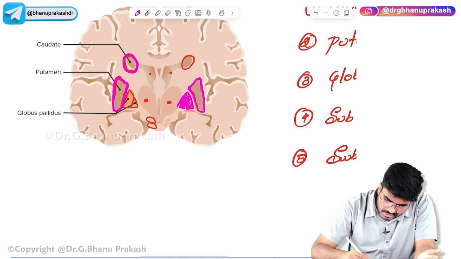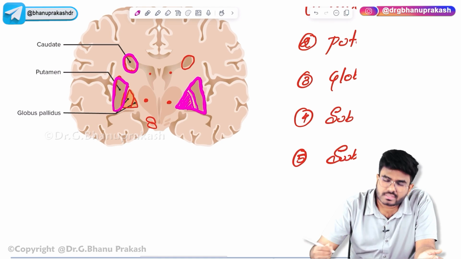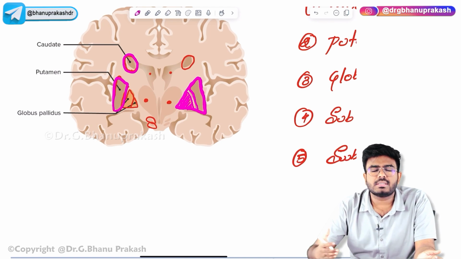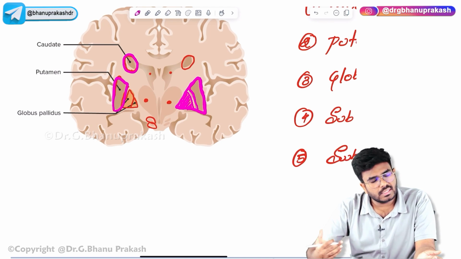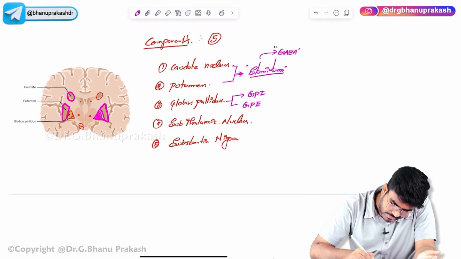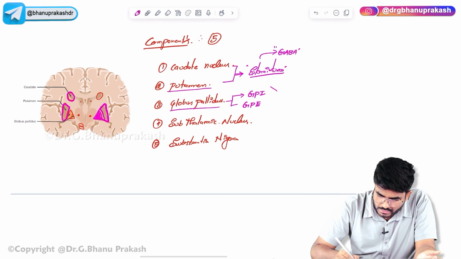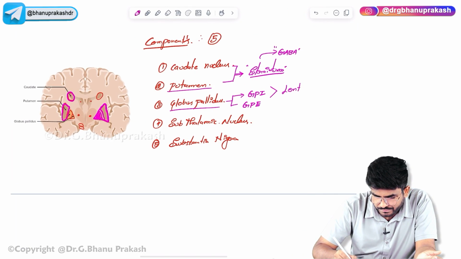Now, all these three structures, how are they looking? They are looking like a lens. So I should say the globus pallidus and the putamen together, see these two structures, the putamen and globus pallidus, together are called the lentiform nucleus.